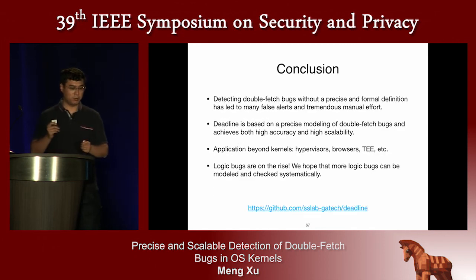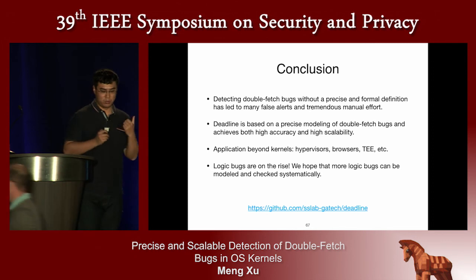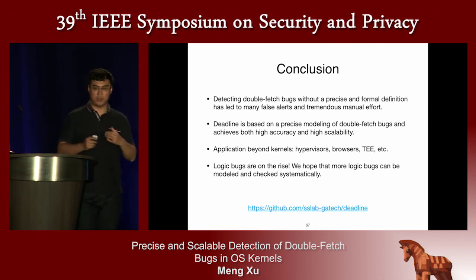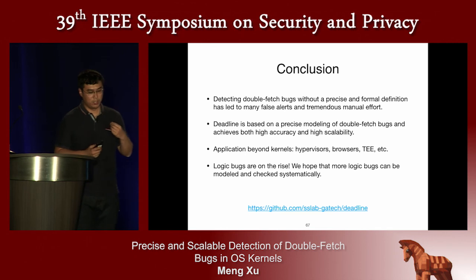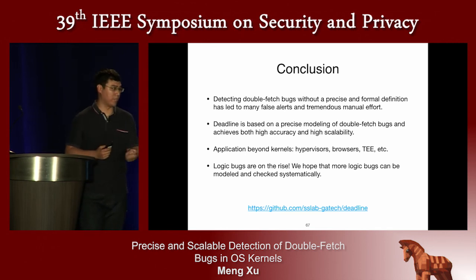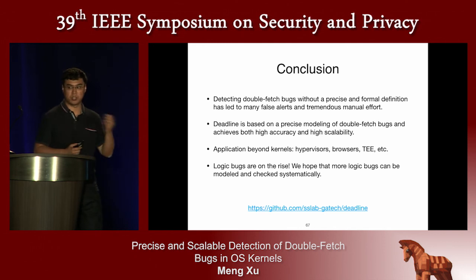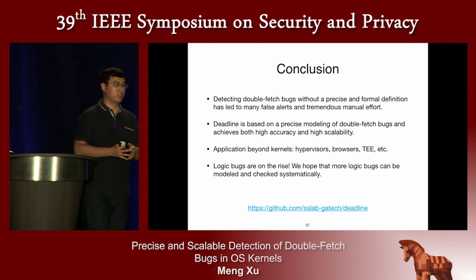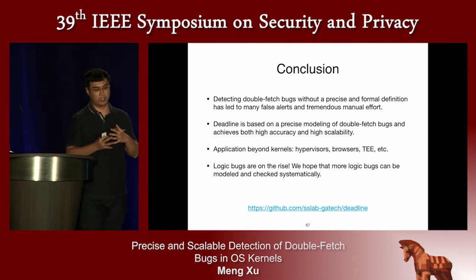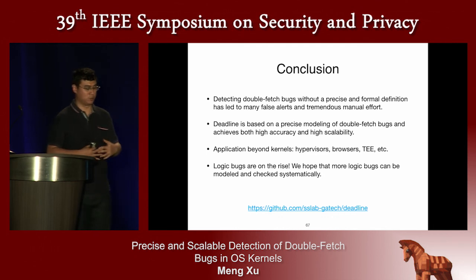So in conclusion, we find that if you have a precise and formal modeling of this bug, it makes things very easy to write the tool to detect it. And we find that there could be more applications beyond the kernel, for example, hypervisors or trusted computing bases, as long as there's a clear separation of privileges and you can find the functions for how to access upper or lower privilege regions.